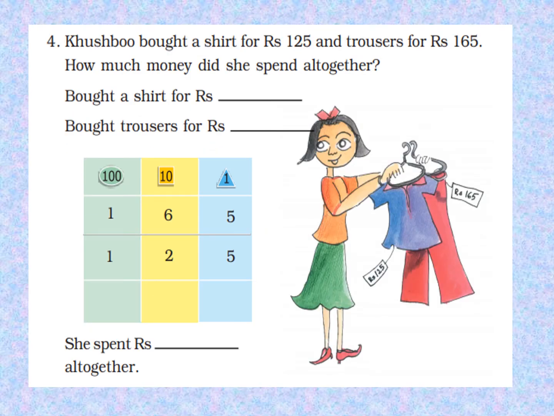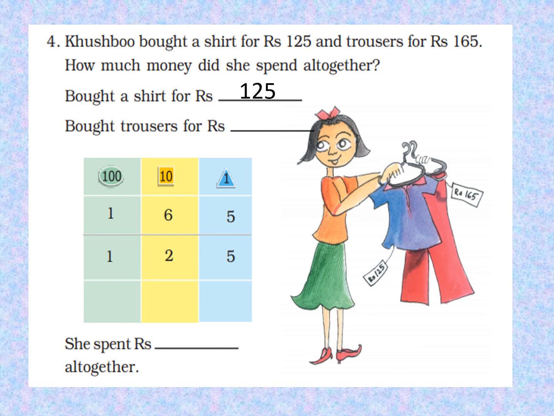Let us look at one more question. Khushbu bought a shirt for rupees 125 and trousers for rupees 165. How much money did she spend all together? Now children, this is a very easy question. Now here the key word in this question is all together. So whenever we come across words like all together, sum, total, we perform the operation addition. So let us find out.